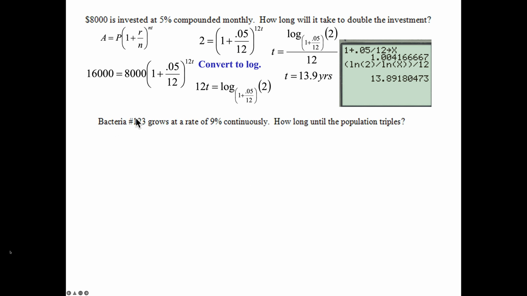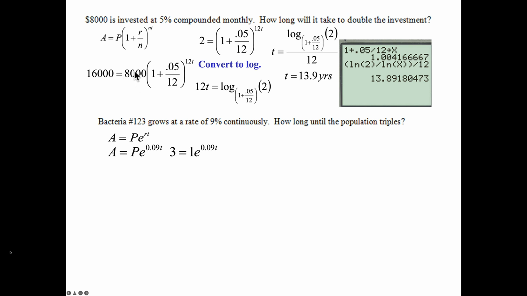Next, bacteria number 123 grows at a rate of 9% continuously. How long until the population triples? Okay, we have to use our compounding formula with base E because of the word continuously. So we'll enter every, wait a minute. There's not enough information. Yes, there's the rate, but what's my P and my A? Basically, it doesn't matter. So pick the easiest numbers to triple. How about 1 and 3?